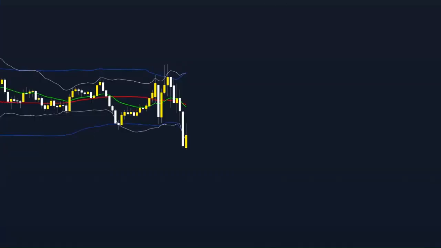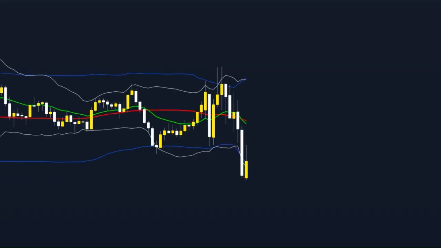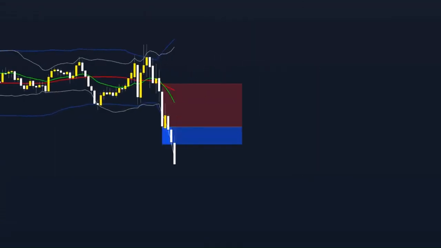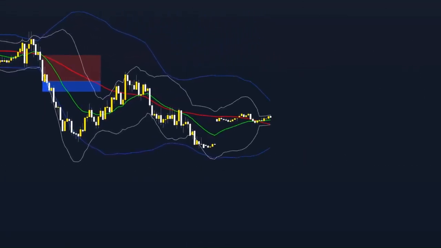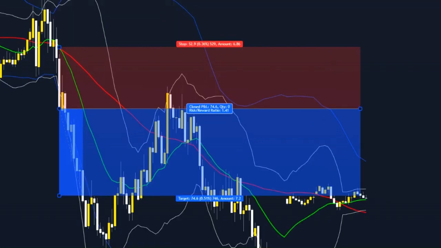Another trade to take entry on, you can see that prices closed below the Bollinger Bands, and the green and red line have crossed, so we can now enter our trade. This sell has also occurred during the US session, and it is always good practice to trade during a high volume session, especially depending on the pair that you're trading. And there we go, that trade has hit a 1.41 risk to reward ratio.